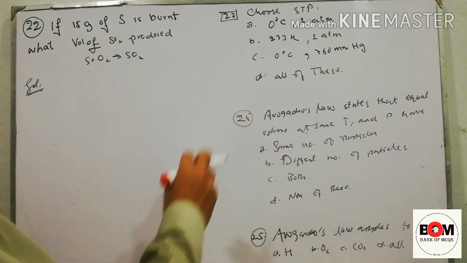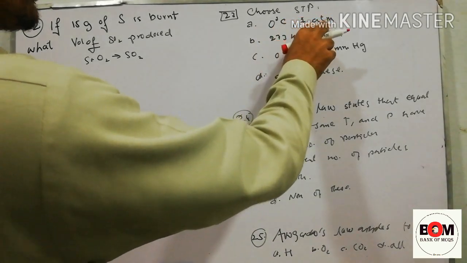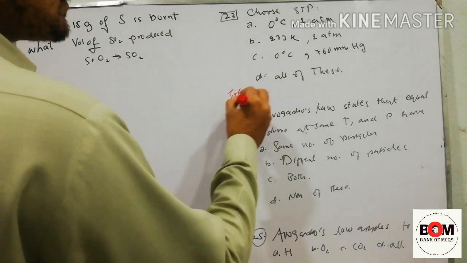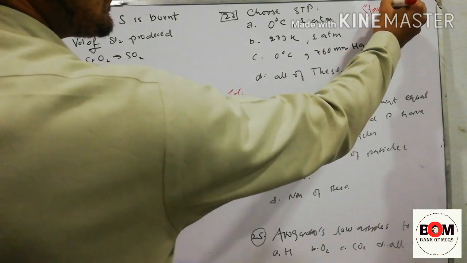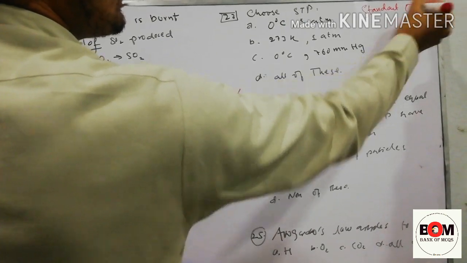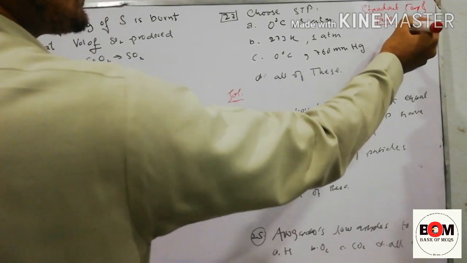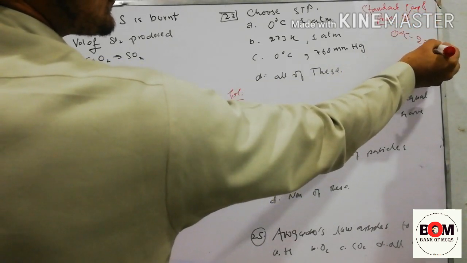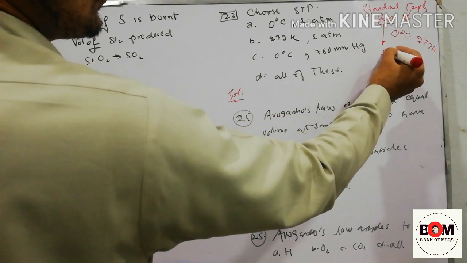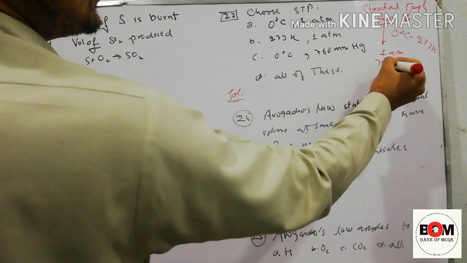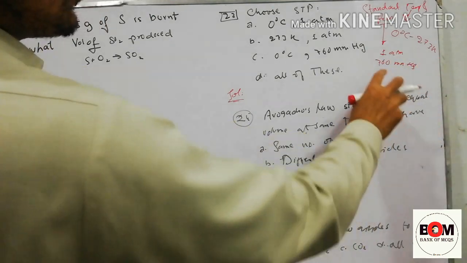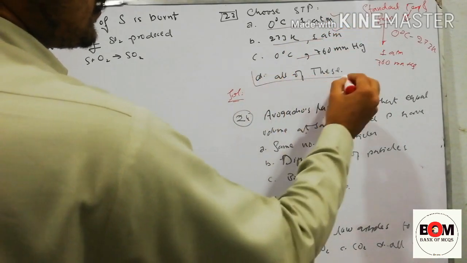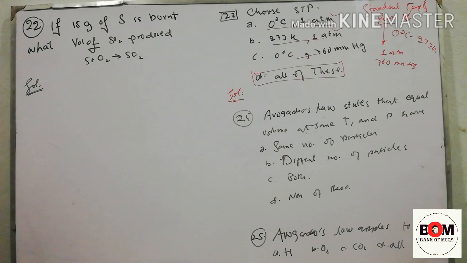So choose STP. Option A: 0 degree C, 1 atmosphere; 273 Kelvin, 1 atmosphere, and so on. So the solution: STP means standard temperature and pressure. What is the standard temperature? The standard temperature is 0 degree C, or 0 degree C is equal to 273 Kelvin. And what is the pressure? That is 1 atmosphere, or 1 atmosphere is equal to 760 millimeter of Hg. So the option is 0 degree C, 1 atmosphere. So all of these are correct, because they are all standard temperature and pressure.